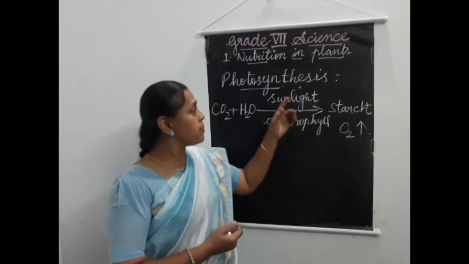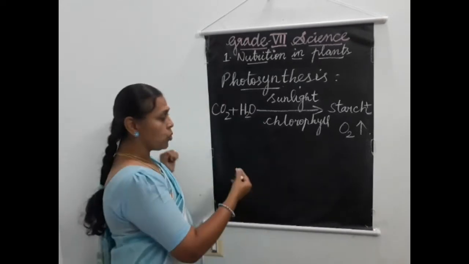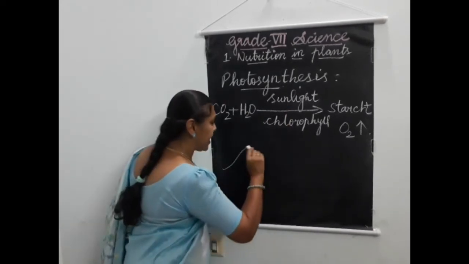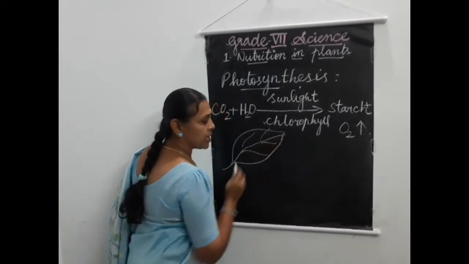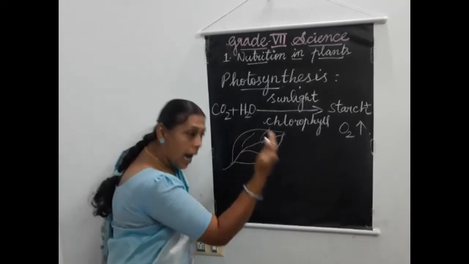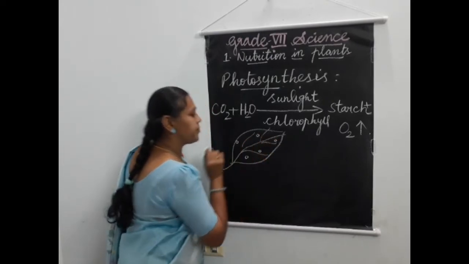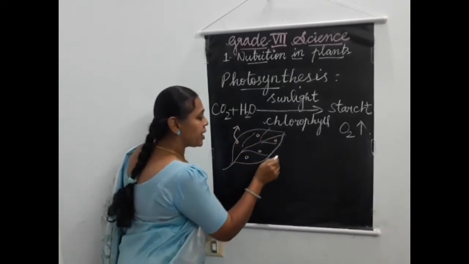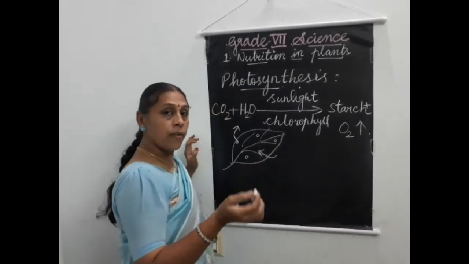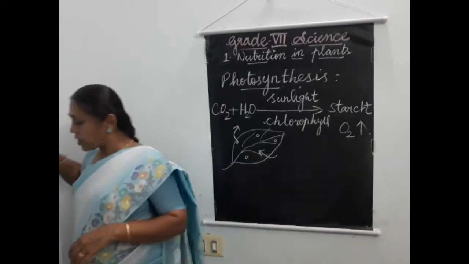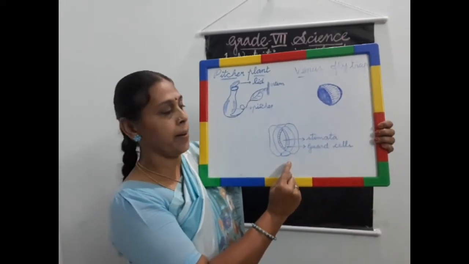In this way, the plants prepare their own food. How are the plants able to absorb this carbon dioxide and release the oxygen? That also you know. Exchange of gases takes place through the stomata. So if this is the structure of the leaf, on the underside of the leaf, small openings will be present through which the exchange of gases will take place. And for this, the structure of stomata is there.